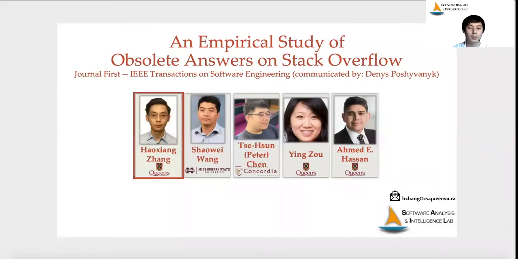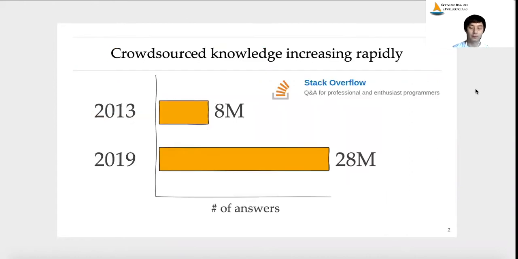Hello everyone. In this talk, I'm going to present our journal-first paper at ICSME 2020. This paper was first published in IEEE Transactions on Software Engineering. In this work, we studied the obsolete answers on Stack Overflow.